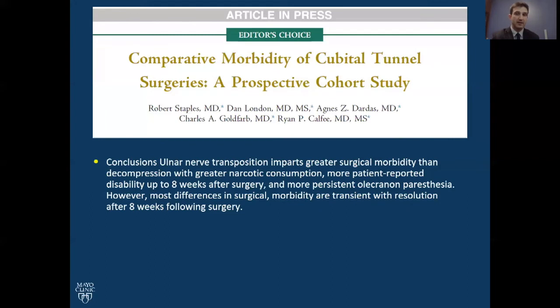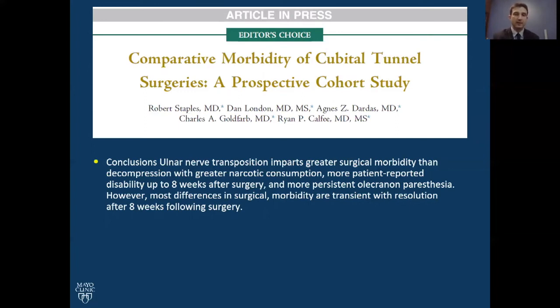Having said that, I think that when you do have to do a bigger surgery, in situations where patients have a more severe presentation, or if they have an unstable ulnar nerve, the study also shows that by 8 weeks after surgery, the risk profile or complication profile goes down to an equal level between the 2 techniques.